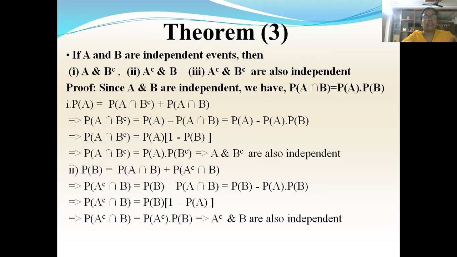So how to prove that? We'll see it. So what is the first condition? Whenever two events are independent, if A and B are independent, then P of A intersection B will be equal to P of A into P of B. So this is the one condition, you have to remember it. For two independent events, P of A intersection B is equal to P of A into P of B.